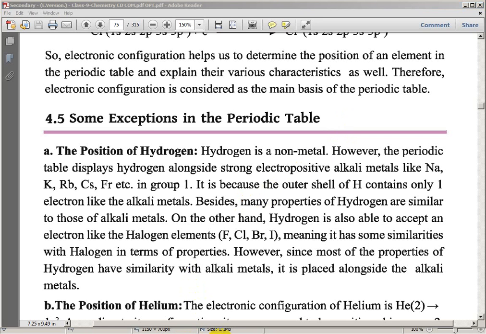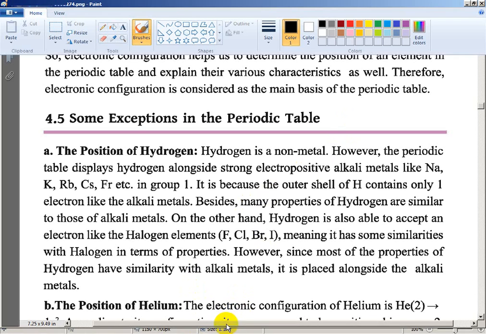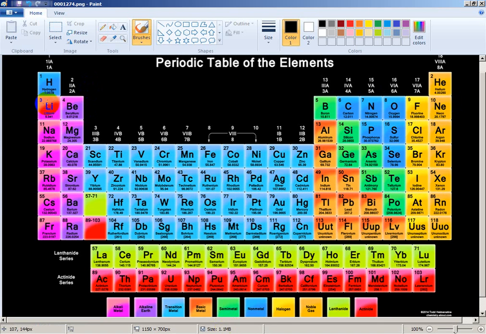Hydrogen is a non-metal, it should be placed on the right-hand side, but it is placed on the left-hand side with the alkali metals group. Look, this is blue in color, but it is placed with the metals. Have you understood this? This is the exception. Why is hydrogen placed with the group 1 metals?